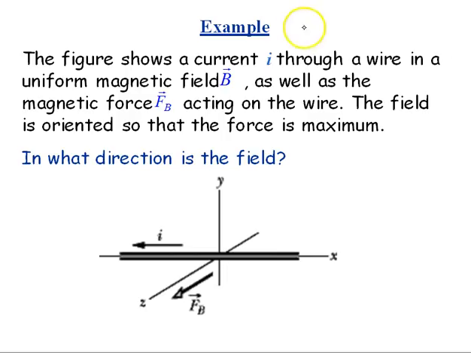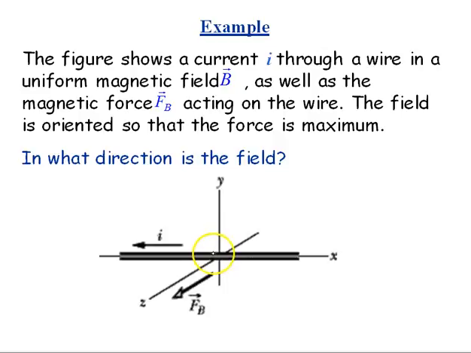So let's look at another example here. This figure shows current I flowing through this segment of wire in a uniform magnetic field, not shown, but we are shown the magnetic force acting on the wire.